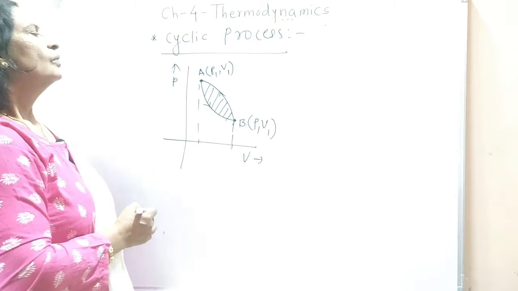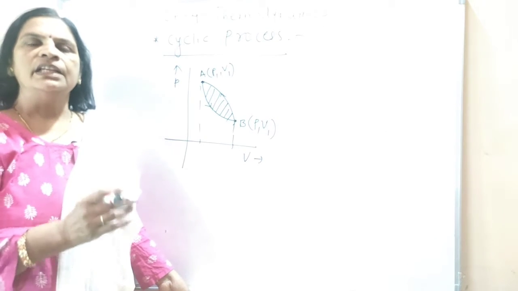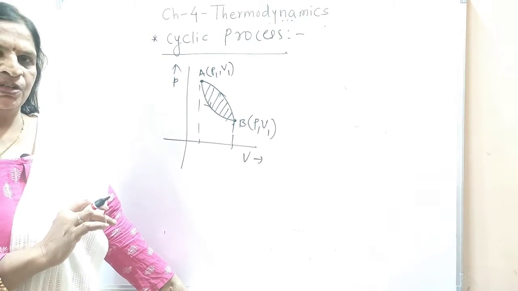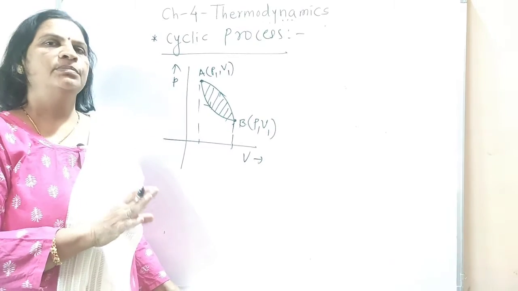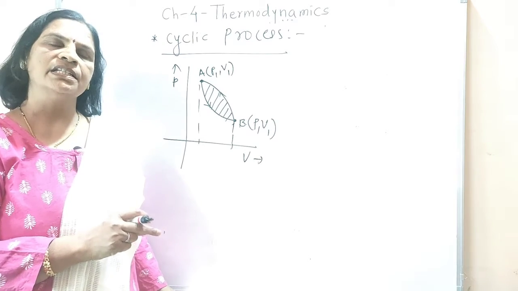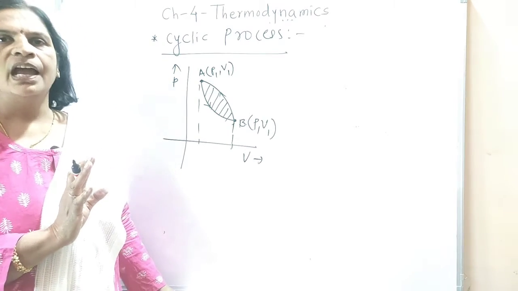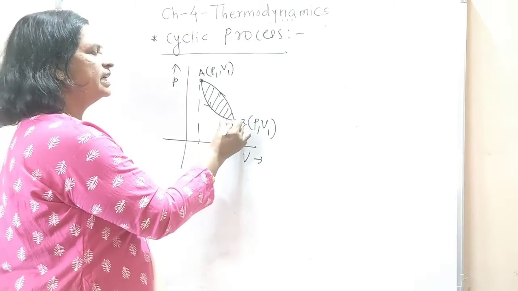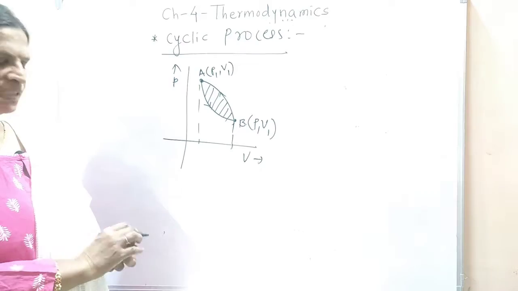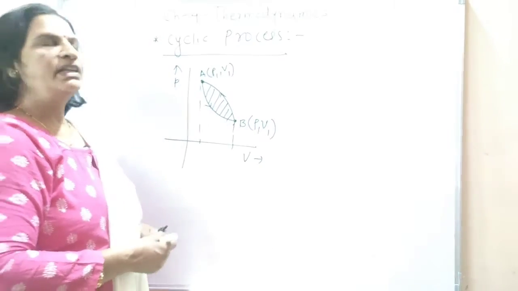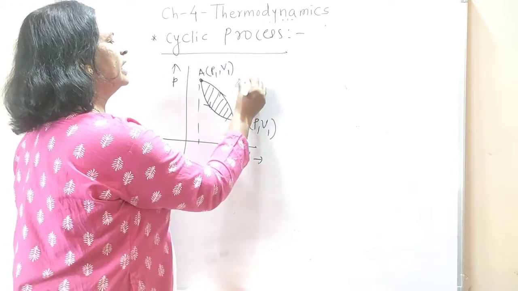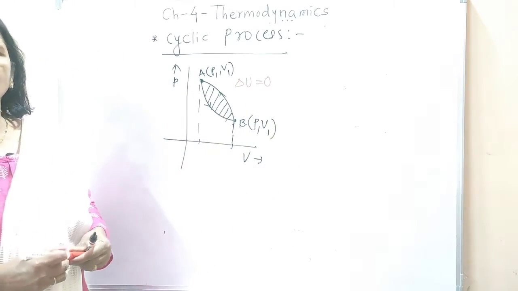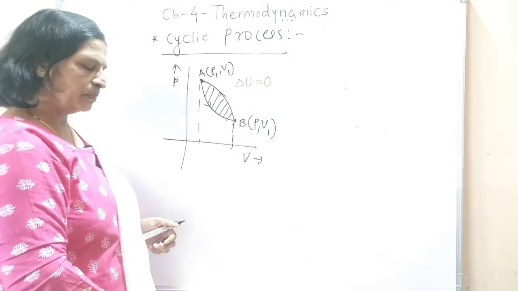Then we already studied that heat and work are path functions. They depend on the path. But change in internal energy is a state function, and it depends upon the state. Means if the initial state and final state of the system remain the same, then the change in internal energy of the system is always equal to 0 in case of a cyclic process.